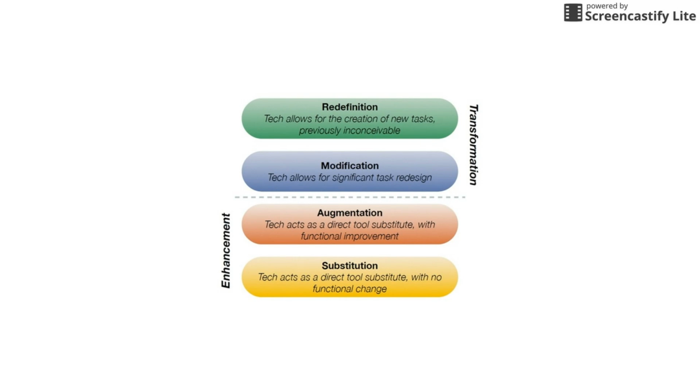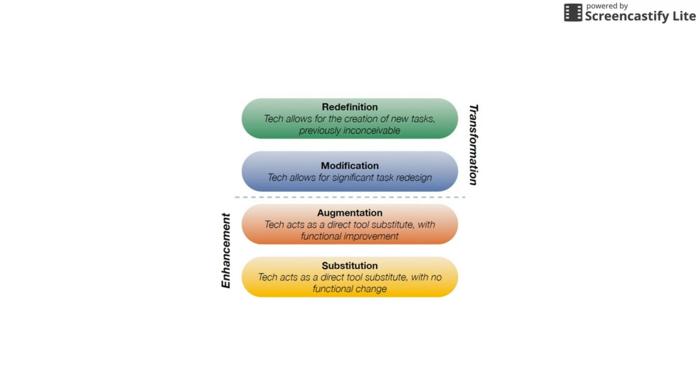The first level in the SAMR model is substitution, and that's where the technology is just a direct substitute. Nothing really changes. Essentially, you go from writing an assignment to typing an assignment, and there's no real enhancement there. The next is augmentation. This is where the technology is not just substituting, but there is some sort of functional improvement. So the substitution and augmentation levels are in the enhancement category. The tech is enhancing it, but there's no real transformation taking place.